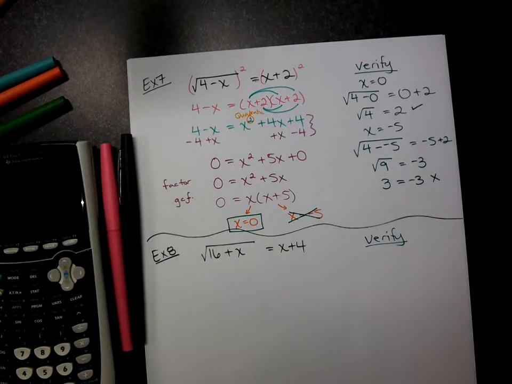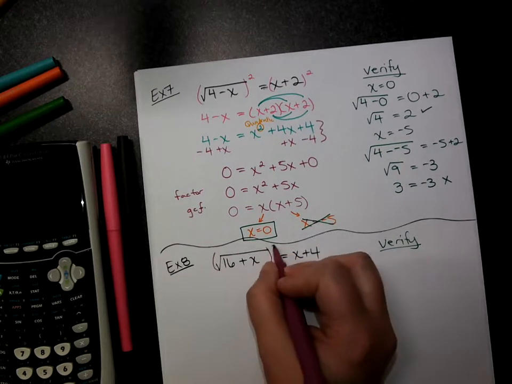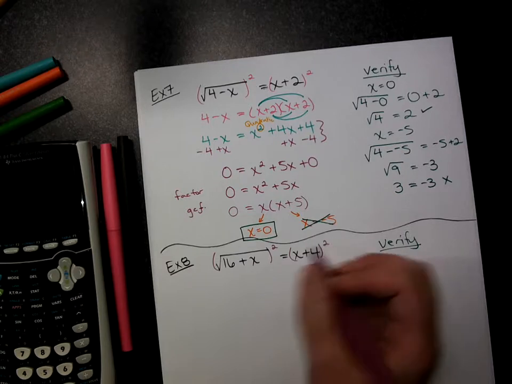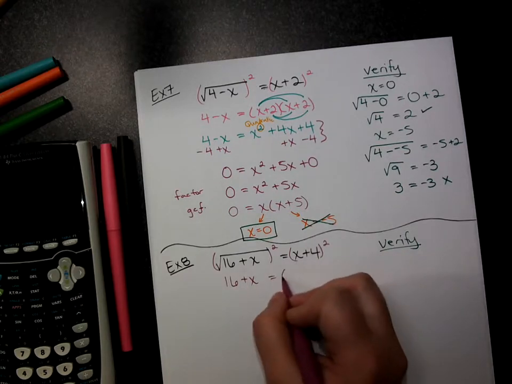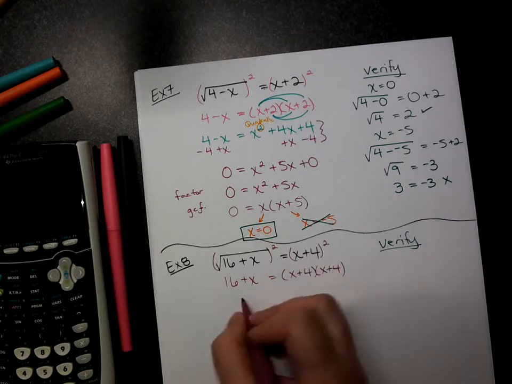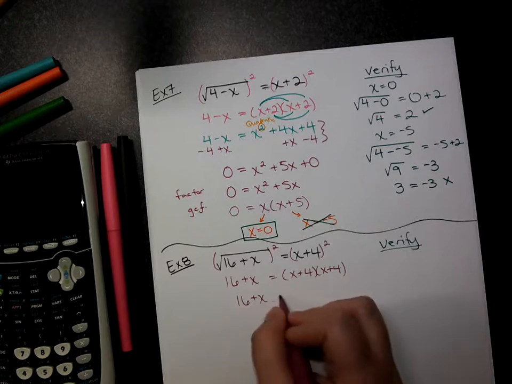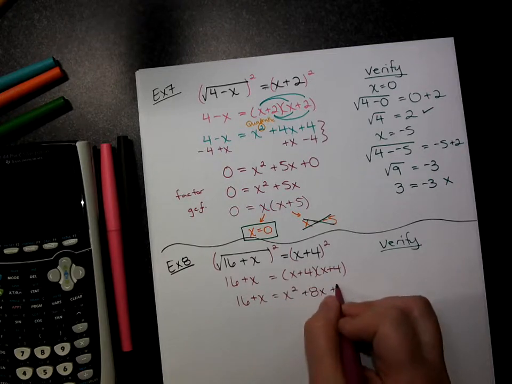Alright, so the radical is already isolated. I just need to square both sides. This is 16 plus x. Once you work this out, remember it's x plus 4 times x plus 4. You should get x squared plus 8x plus 16.